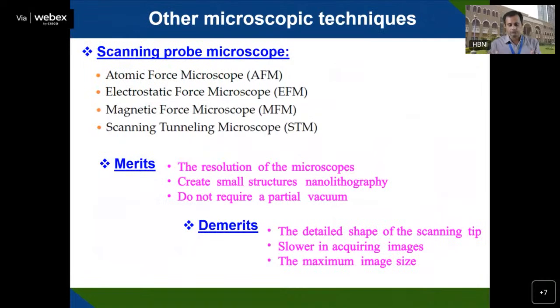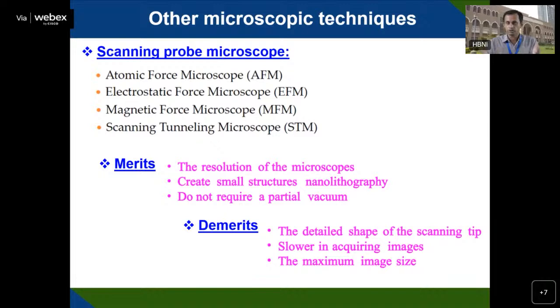Other than these two techniques, you also have other microscope techniques like scanning probe microscopy, where you use atomic force microscopy, AFM. Using a tip, you scan in contact mode or in tapping mode, and you can get the image of the material. Or you can use electrostatic force microscopy, or magnetic force if it is a magnetic material, or the scanning tunneling microscope, where electron tunneling occurs at the tip as it scans, so you can analyze and get different microscopic structures.